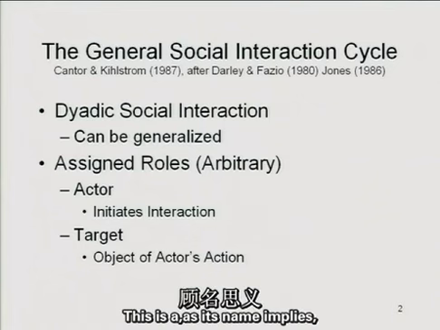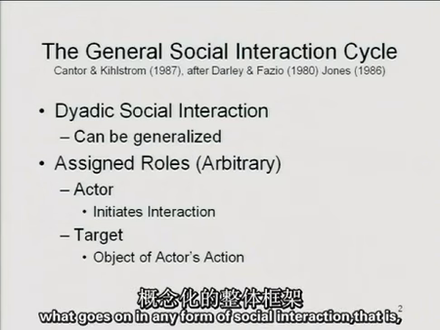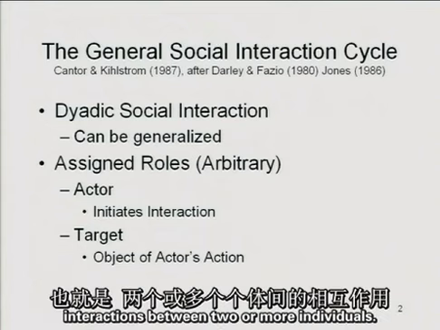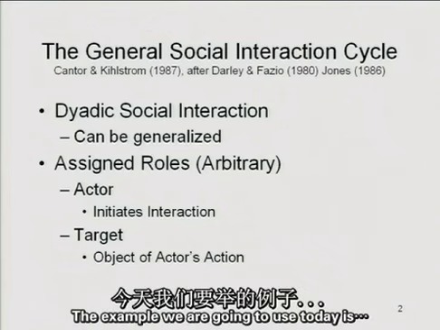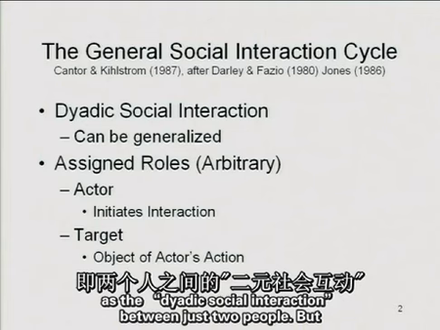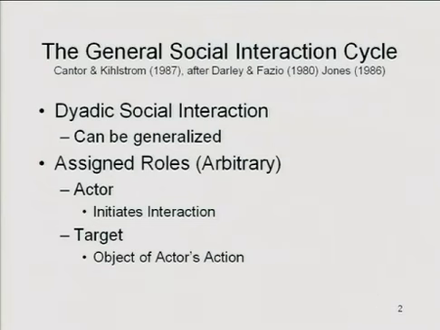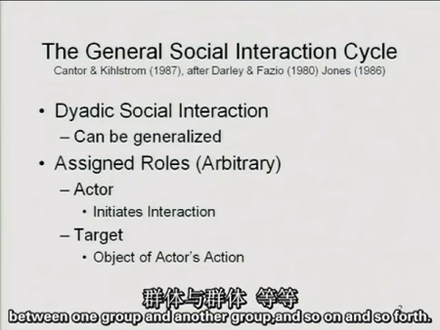As its name implies, it's a generalized framework for conceptualizing what goes on in any form of social interaction. That is, interactions between two or more individuals. The example we're going to use today applies to the very simplest form of social interaction, what's known as a dyadic social interaction between just two people, but it can be generalized to a wide variety of social interactions between one individual and a group, between one group and another group, and so on and so forth.